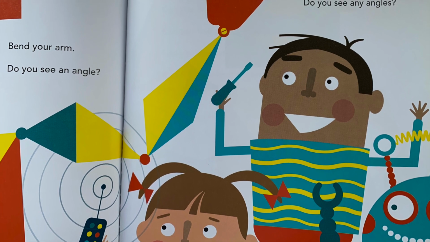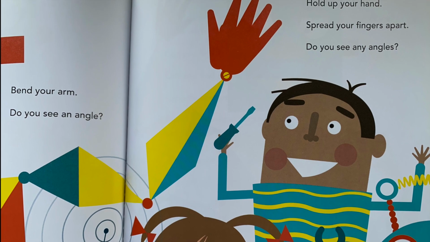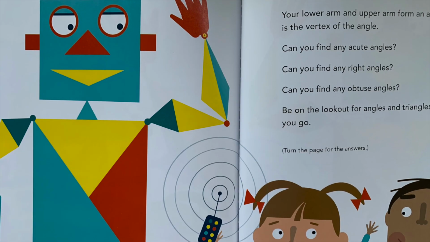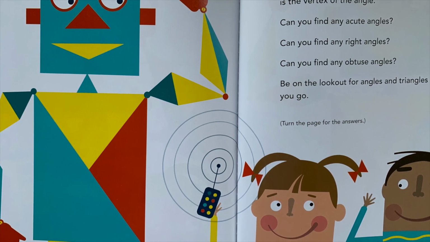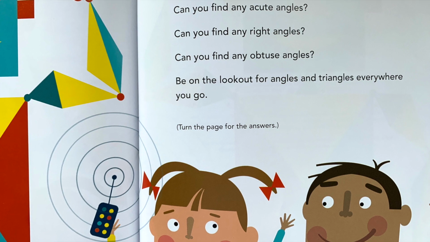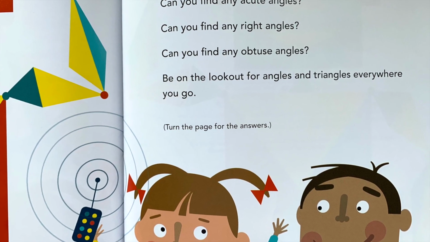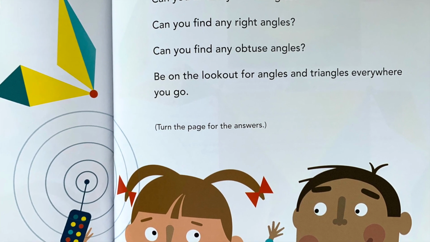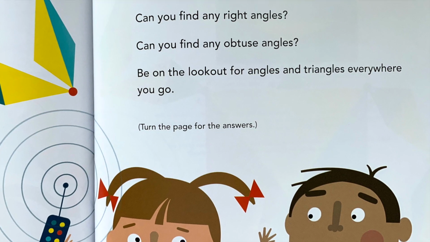Bend your arm. Do you see an angle? Hold up your hand. Spread your fingers apart. Do you see any angles? Your lower arm and upper arm form an angle. Your elbow is the vertex of the angle. Can you find any acute angles? Can you find any right angles? Can you find any obtuse angles? Be on the lookout for angles and triangles everywhere you go.